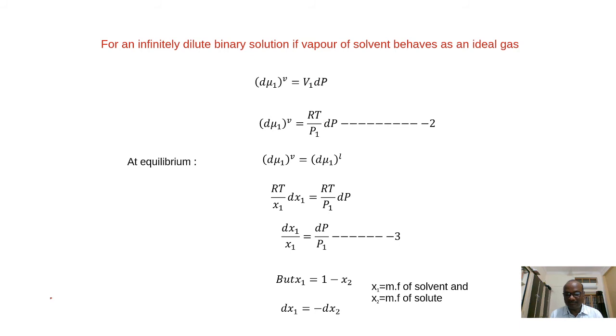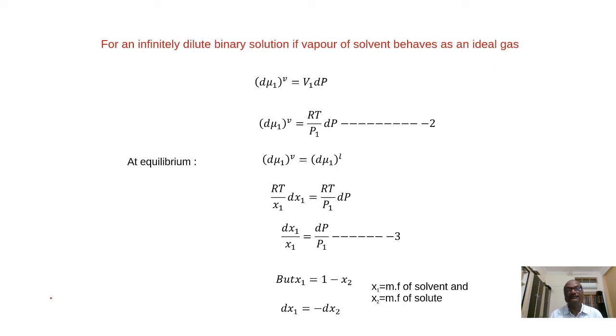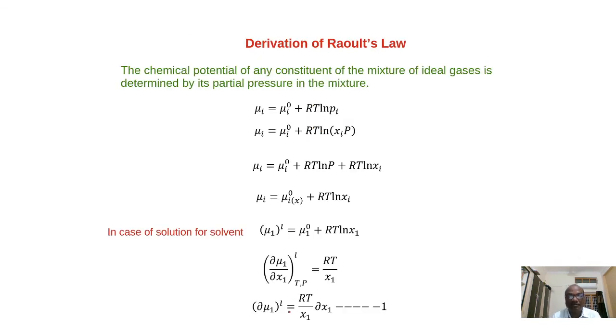Observe what equation number 1 is: d mu1 of liquid, the change in chemical potential of the liquid solvent, is equal to RT by x1 into dx1, whereas the change in chemical potential of vapor is equal to RT by P1 into dP. Remember, this is not a partial differentiation. You can write the complete differential, d x1 or d mu1, like this.